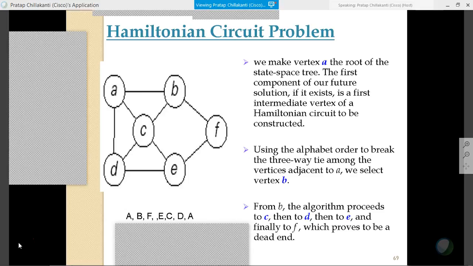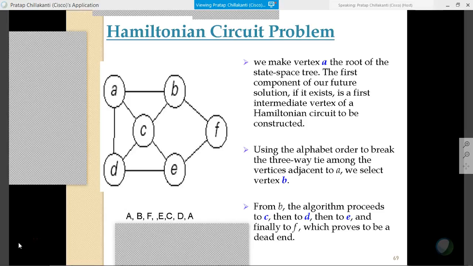And then we break the tie by taking the lower alphabet first. If you look at the alphabet order to break the three-way tie among the vertices adjacent to A, because we're starting with A, you have D, B, and C adjacent to A. And we are trying to form a path, or ultimately a cycle. So to break the tie, we select B because we are taking the lower alphabet, okay?